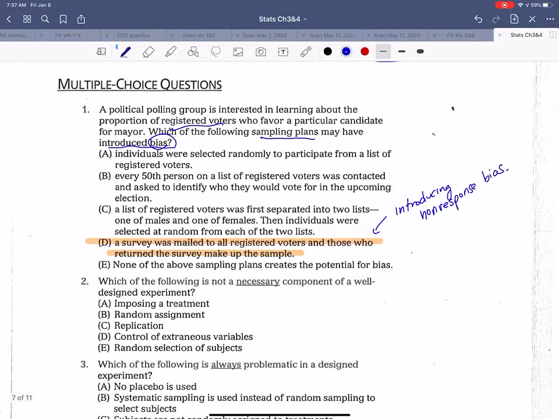Which of the following is not a necessary component of a well-designed experiment? All right, so we know we have to do a treatment or it's not an experiment. We need a treatment. We know we need random assignments, right? Or we can't say causation. We know it has to be replicated.